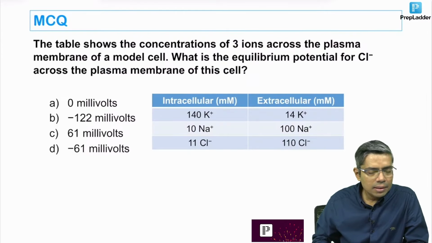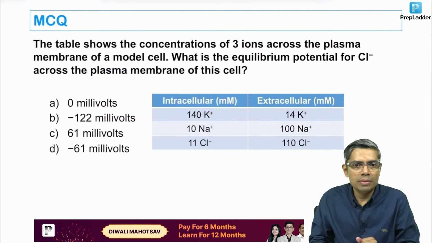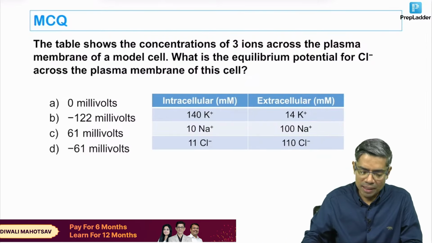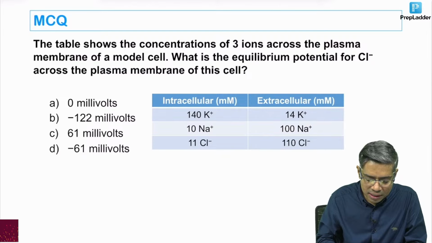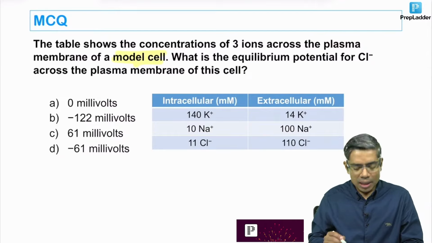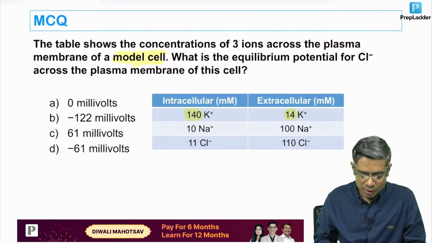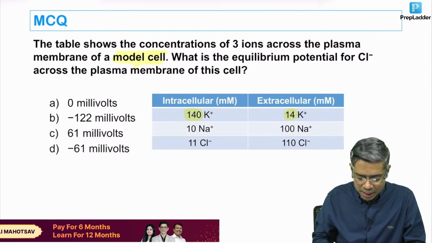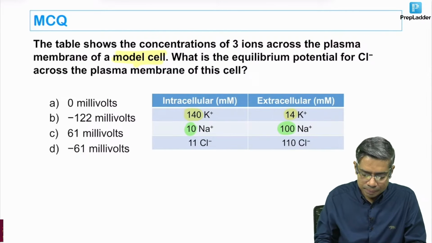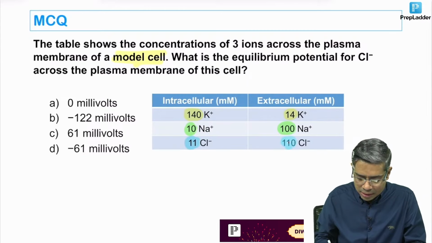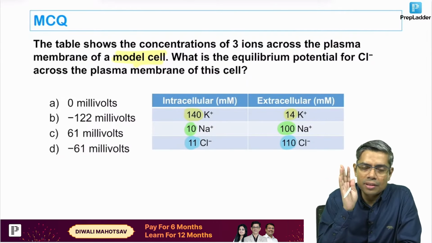This is obviously a theoretical cell, because if you look at the concentration of these ions, they are not matching with a normal mammalian cell. So this is a theoretical, or model, cell. In this model cell, all the ions given here are in multiples of 10: 14 into 10, 140; 10 into 10, so this is 100; and 11 into 10, so 110. If you look at these numbers, they are multiples of 10s, otherwise the calculation in this question is not possible.